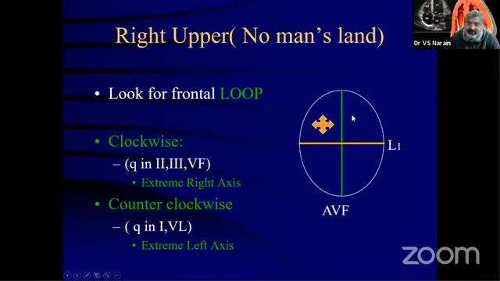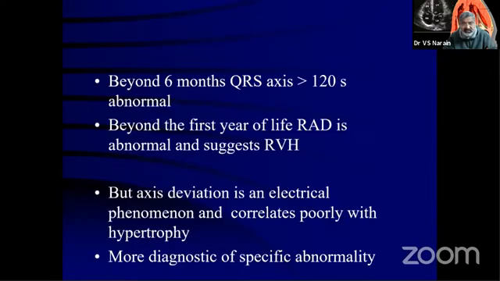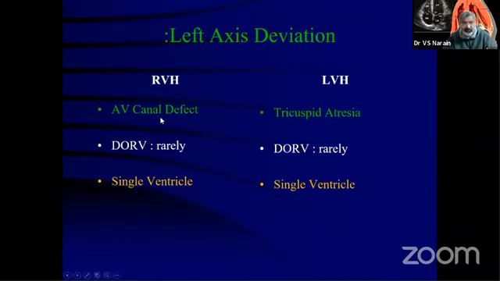If it is counterclockwise, it's extreme left. And clockwise means lead 2, 3, aVF showing Q, and counterclockwise means Q in 1, aVL. So this also has to be remembered because it's often asked in the examination.